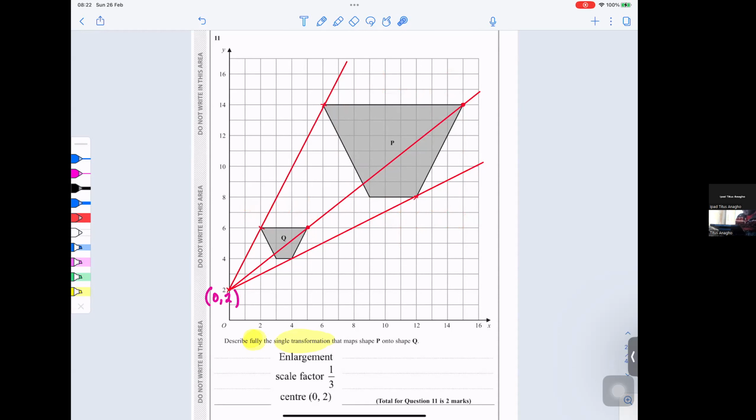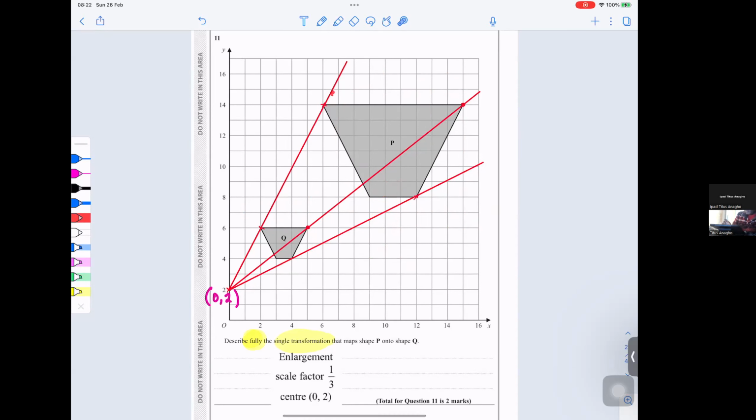How many times smaller is it? So we count 1, 2, 3. So it goes from 3 to 1. So the scale factor is 1/3.